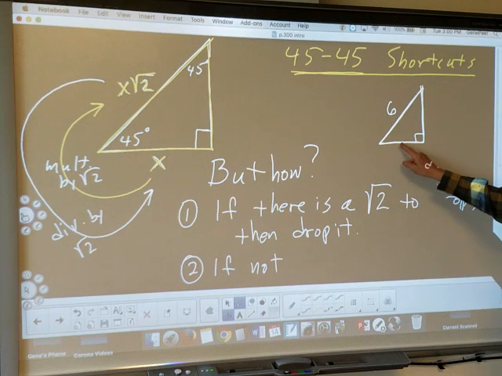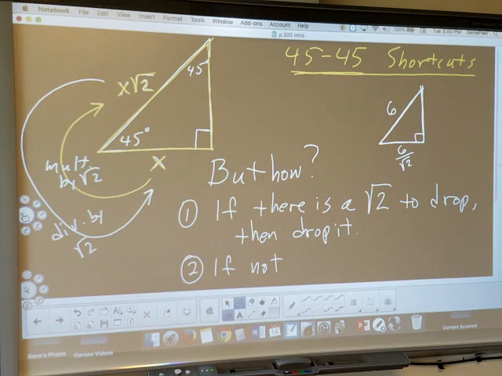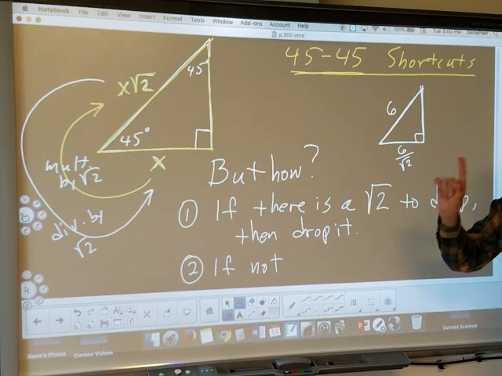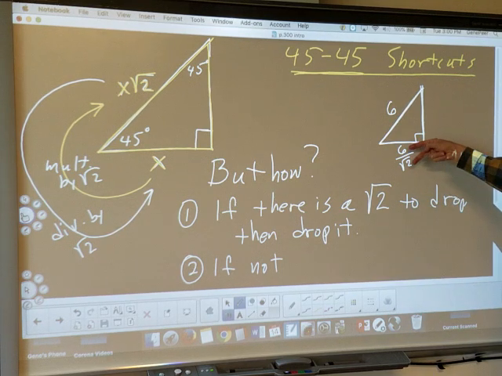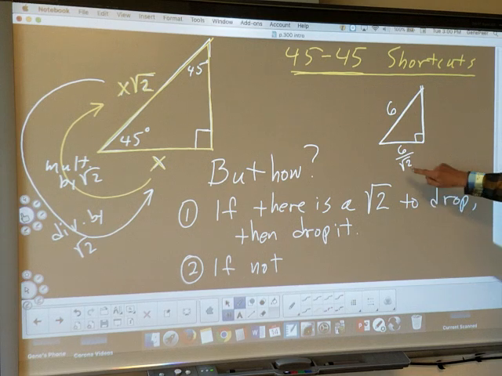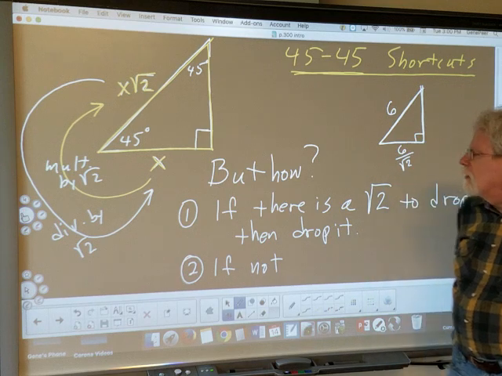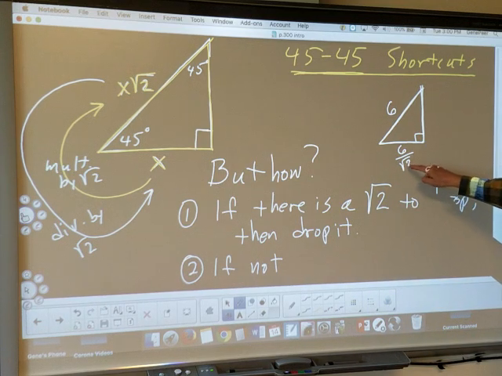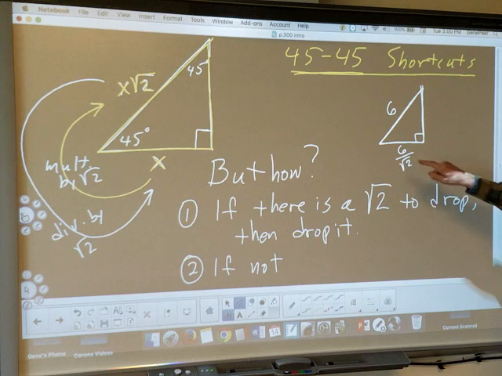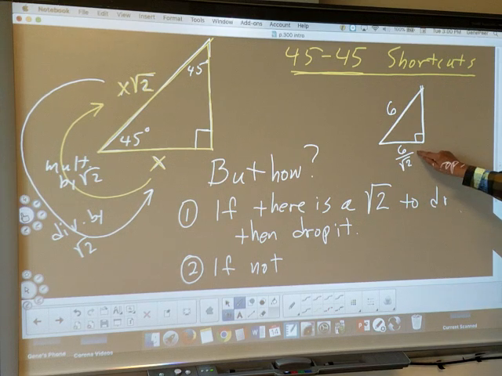Well, would that not be 6 divided by square root of 2? Yes. But you can't leave a fraction with a radical in the denominator. So we have to fix it. You may remember, and I don't recall if we reviewed this, I think we did review this in a previous video. How do you get a radical out of a denominator? How about if we multiply this thing by square root of 2 over square root of 2?